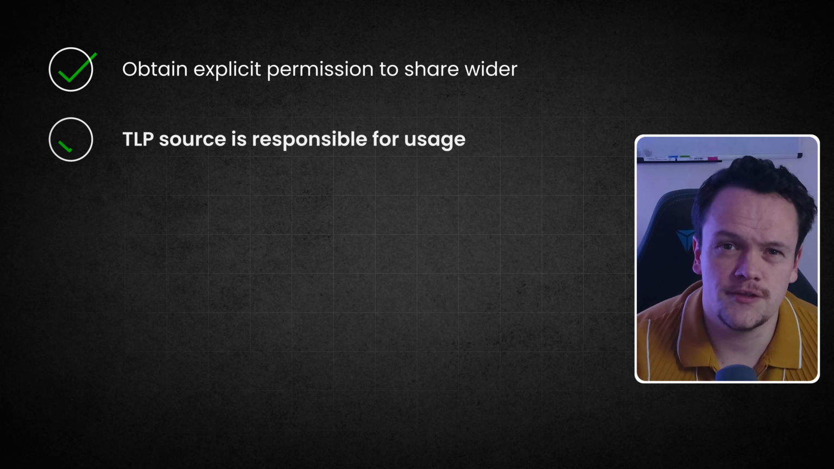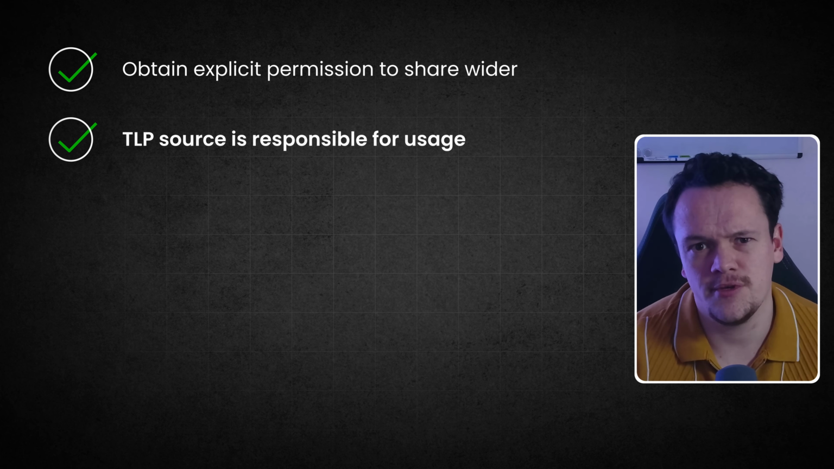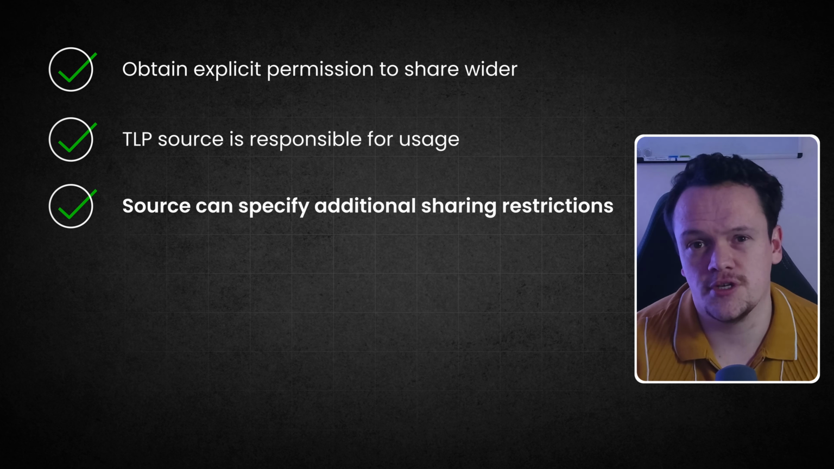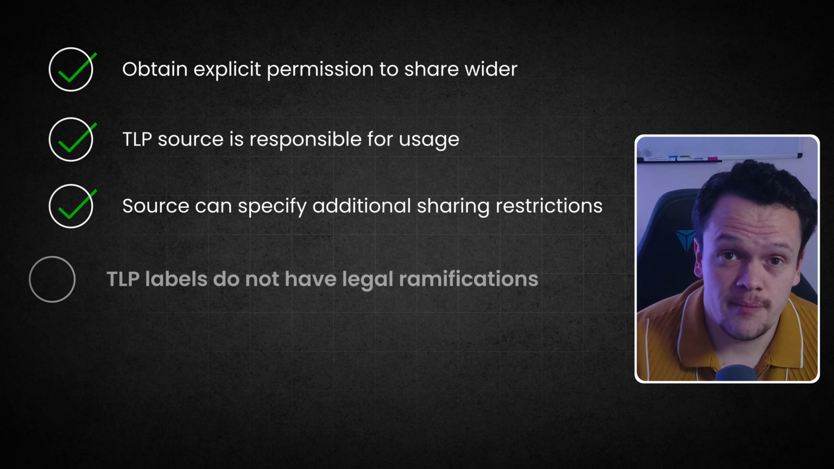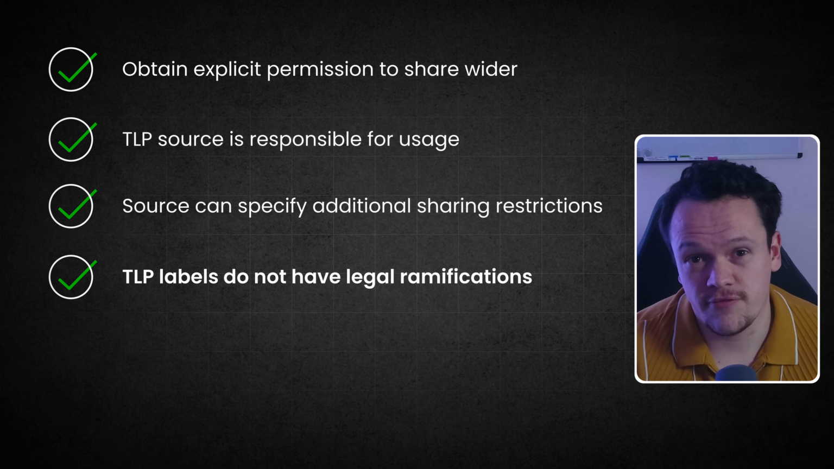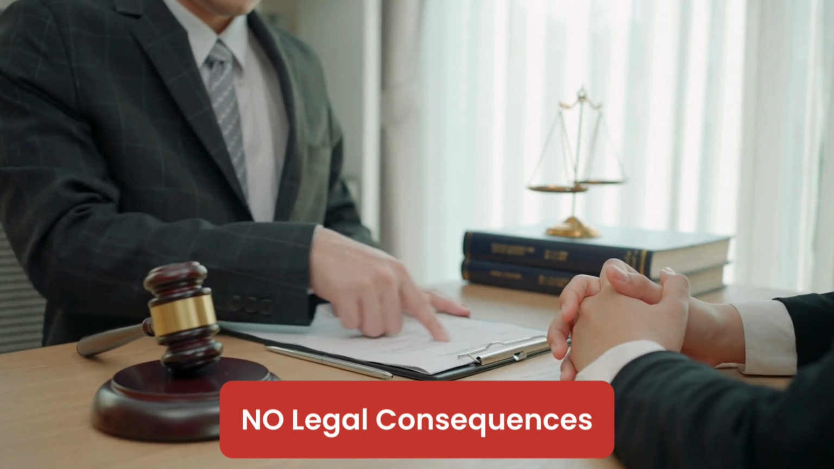Next up, the source of the TLP labeled information is responsible for ensuring recipients understand and follow TLP sharing guidance. Maybe use a training program. Also, the source of the TLP labeled information can specify additional sharing restrictions that the recipients must adhere to, like encryption or licensing agreements. Keep in mind that TLP labels and their definitions are not intended to affect freedom of information or have legal ramifications on their users.